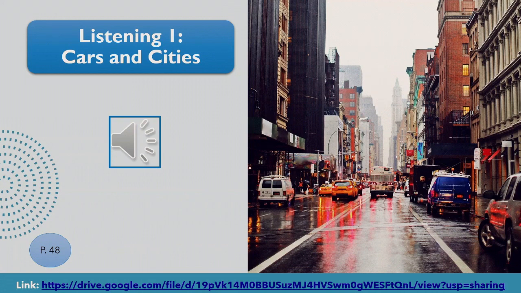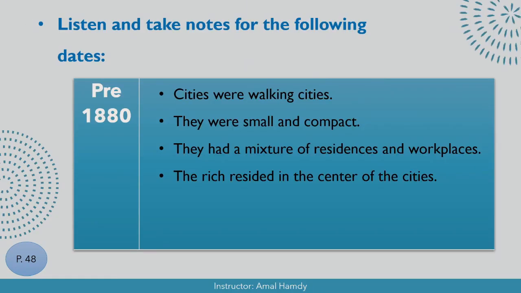Alright, so this was the track, and right now we are going to revise what you wrote down under the note section in each year. So in pre-1880, I took down these notes. Cities were walking cities. They were small and compact. They had a mixture of residences and workplaces. The rich resided in the center of the cities. So these were the main notes discussed in pre-1880.